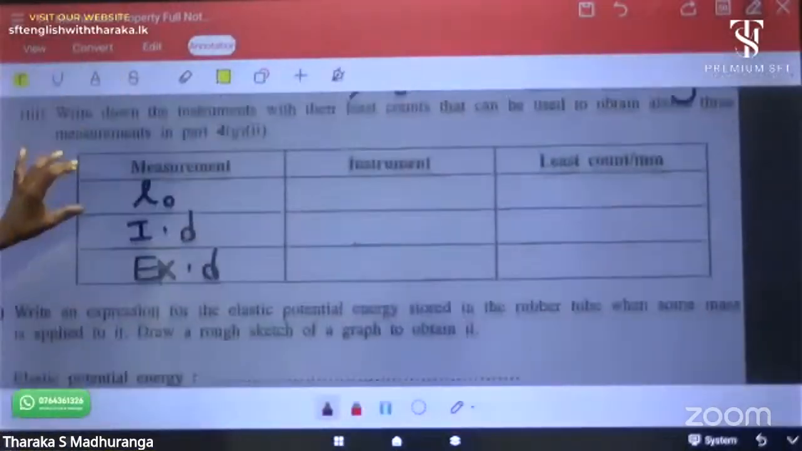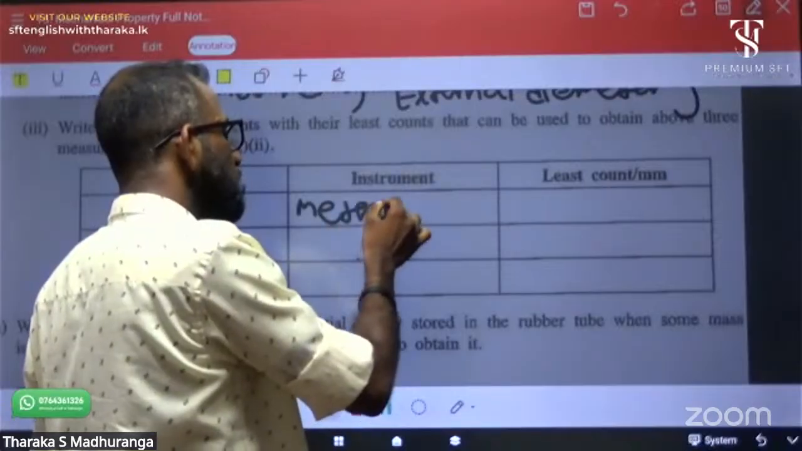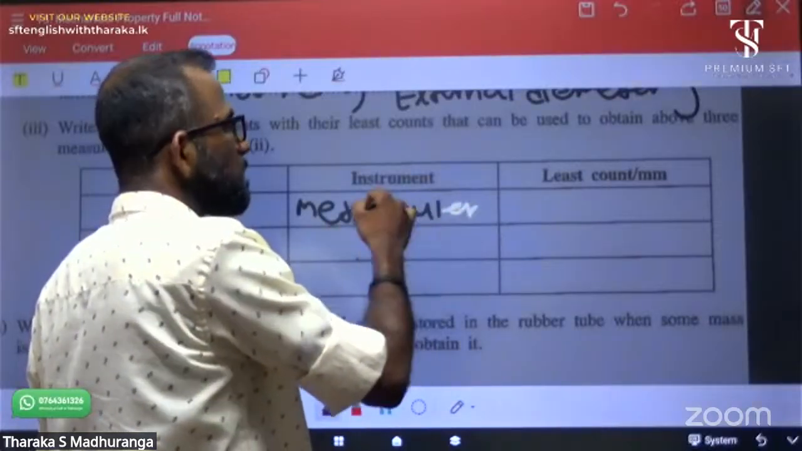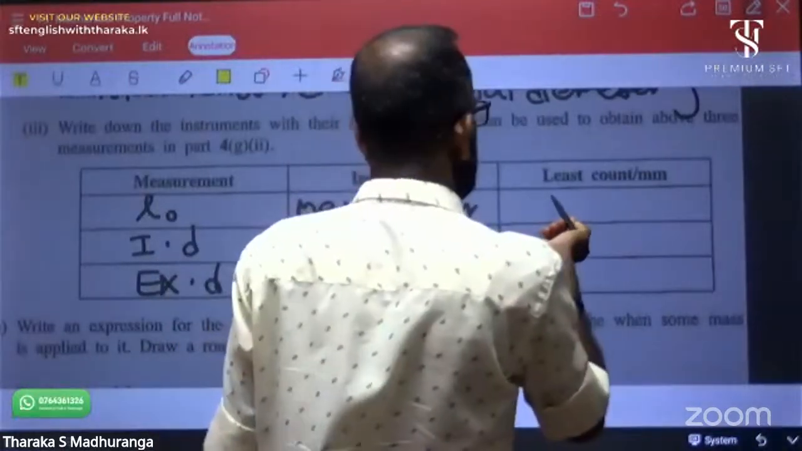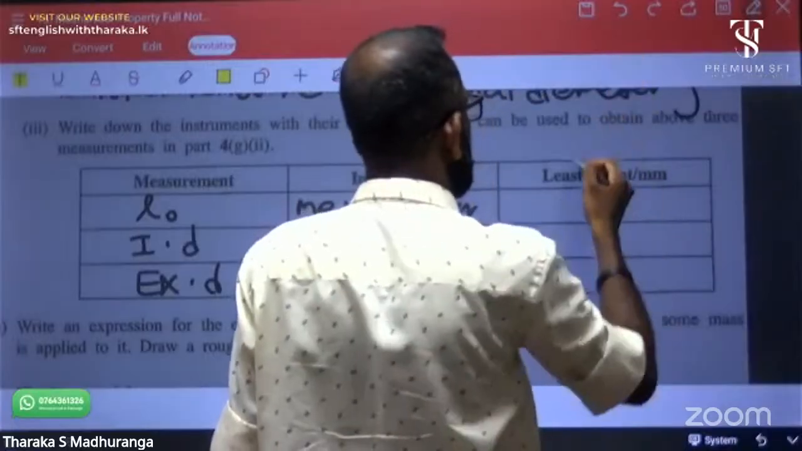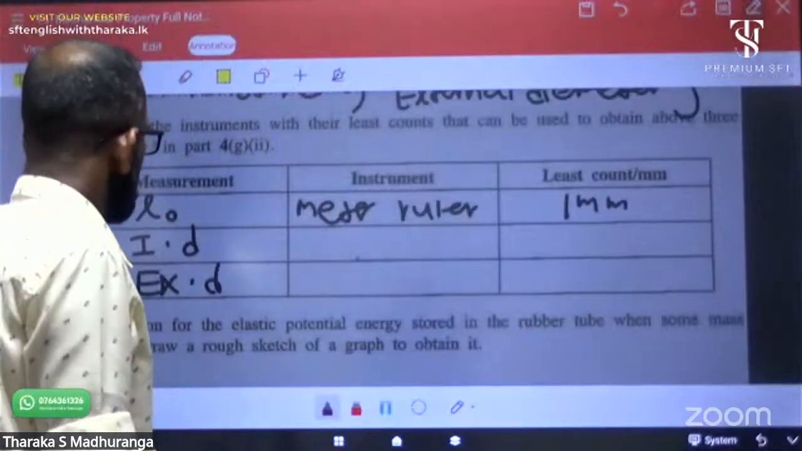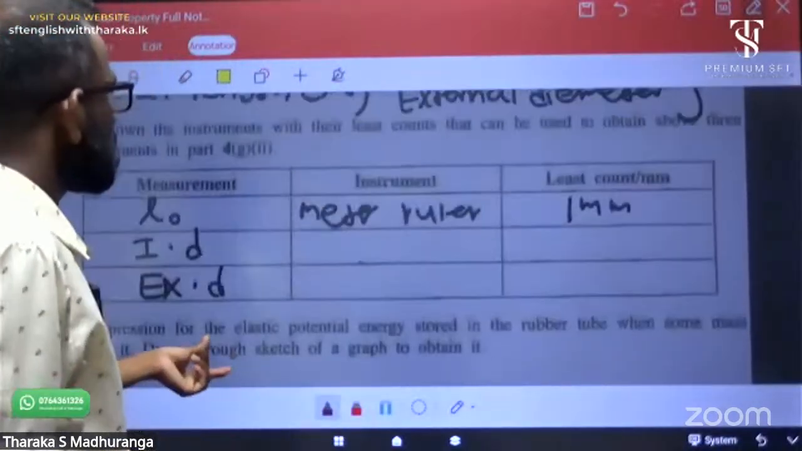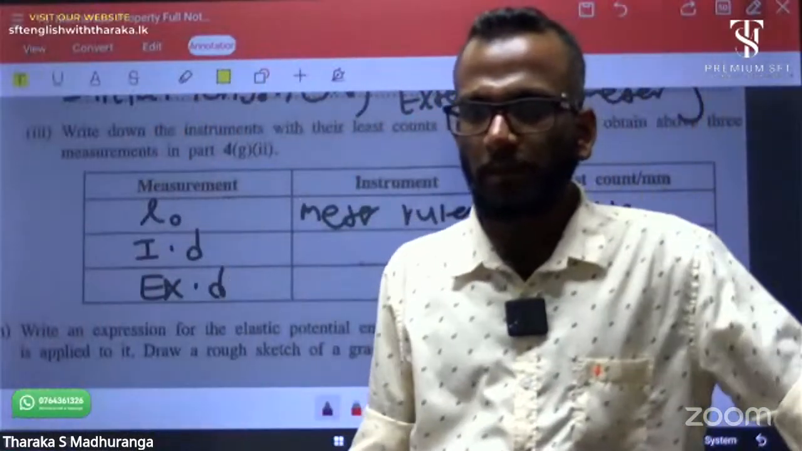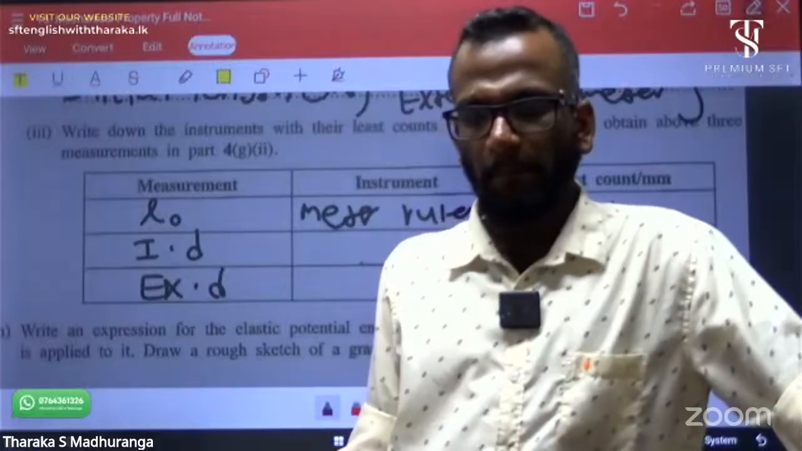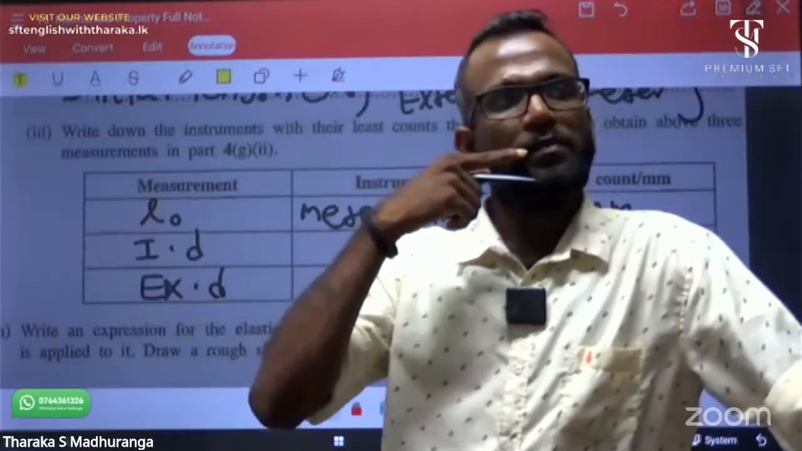Okay. L naught, instrument: meter ruler. Least count 1 millimeter, right? Internal diameter, what is the instrument? Vernier caliper, okay, no problem.